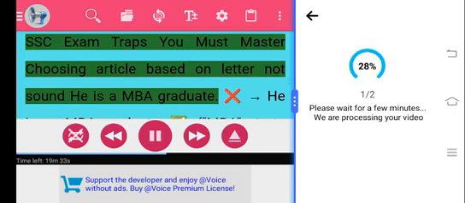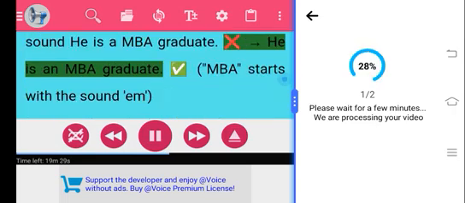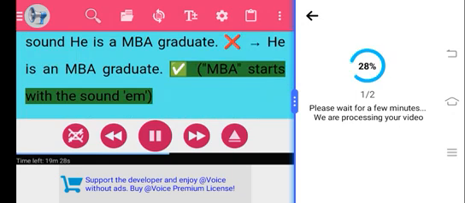SSC exam traps. You must master choosing the article based on letter, not sound. He is an MBA graduate. Crossmark, right pointing arrow: He is an MBA graduate. Checkmark. MBA starts with the sound M.